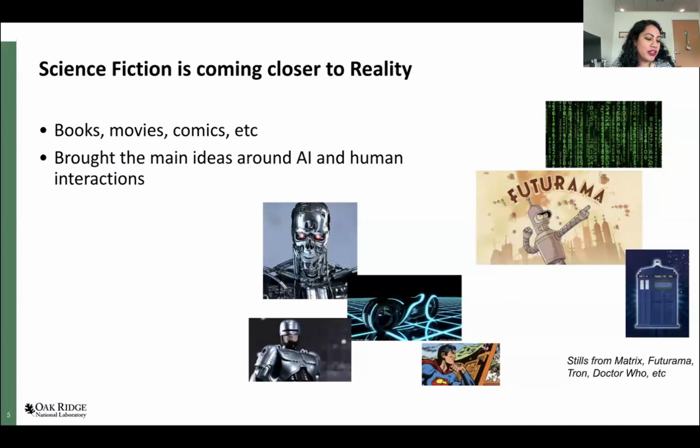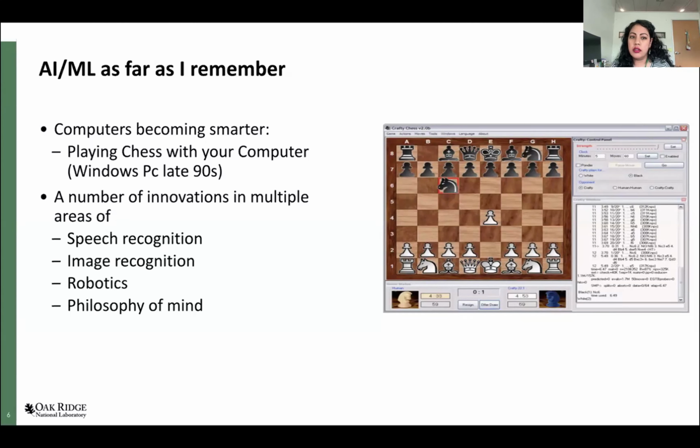So going back to my childhood, at that time Windows PCs were the big thing, and you had computer games on Windows that could allow you to play games with the computer. So AI can go as far back as forever, right? You were playing chess with your computer in the late 90s, and a number of innovations were also coming out at that time as well: speech recognition, image recognition, robotics, the philosophy of mind, like how can an AI think like a human does? So that's been a hot topic since the beginning of computer science, actually.